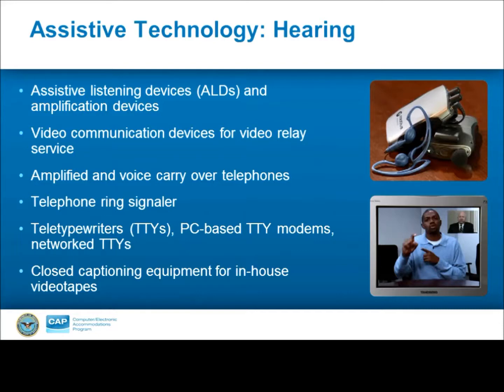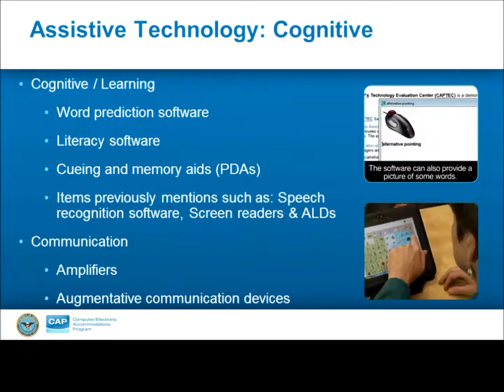Some individuals may be sign language literate, and individuals who use sign language to communicate could use video communication devices such as video phones or even a webcam. Additionally, there is software and services that could allow for closed captioning of equipment and in-house videotapes, so anything that could be used maybe in an onboarding process or a training module would be accessible to anyone.